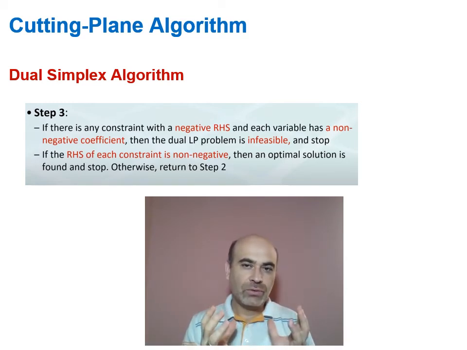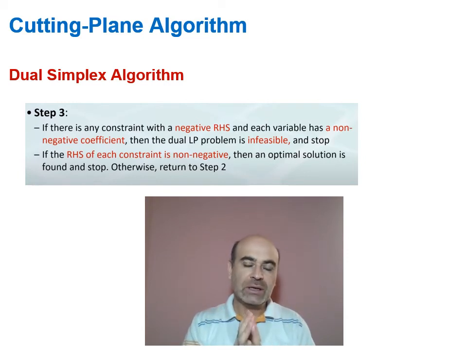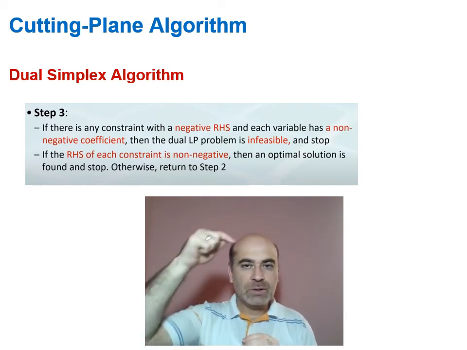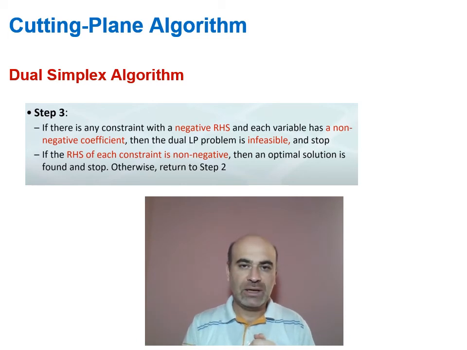So what is the conclusion? The conclusion is there is a leaving variable, but we cannot make the ratio test. So this new tableau, or this problem, is infeasible. There is no solution to this problem, so we stop.